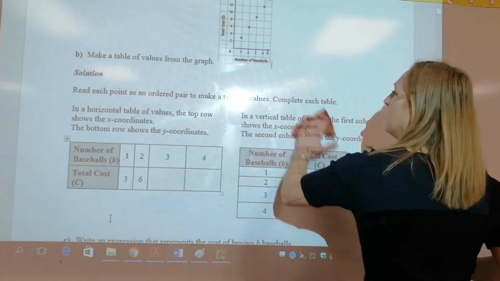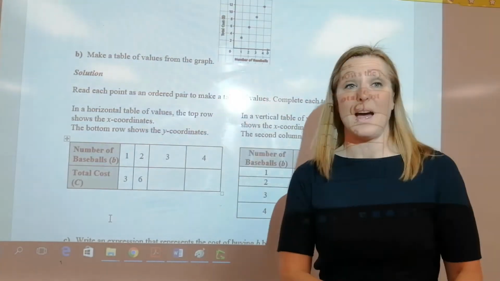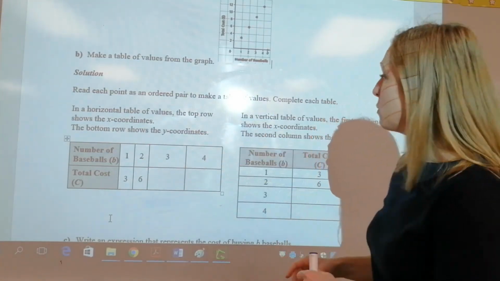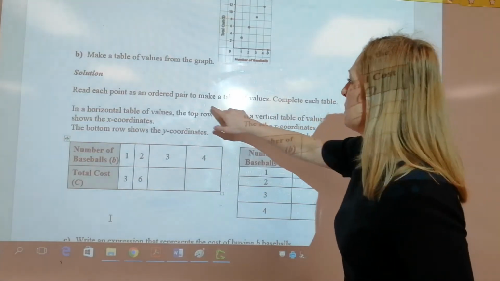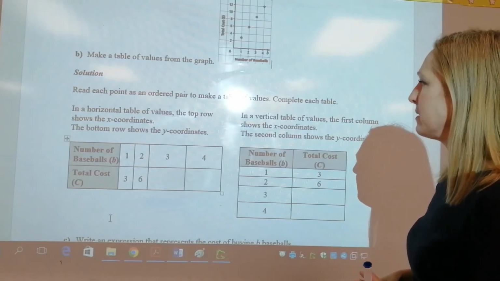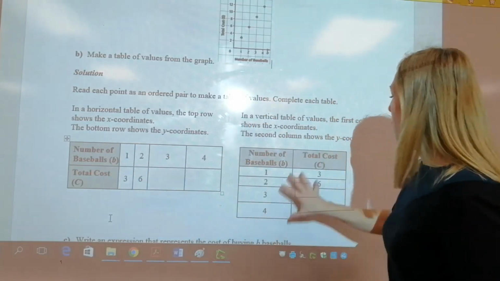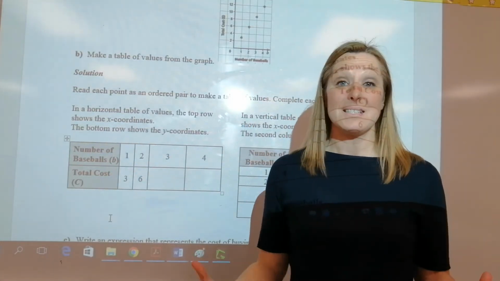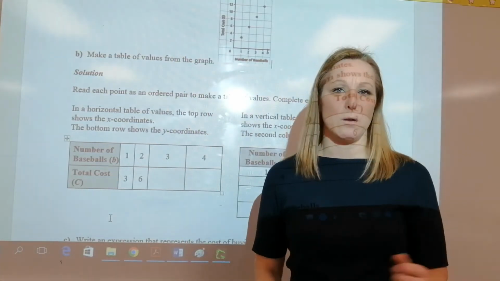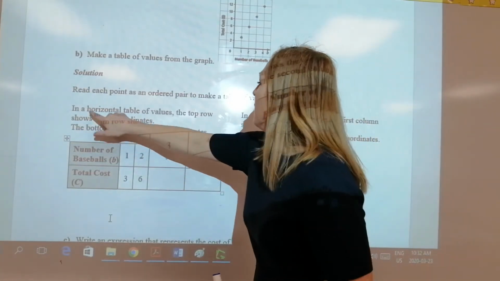All right. So I've just copied this graph again so I can see it here while we're talking. What we're going to do now is take this graph and turn it into a table of values. So what we need to do is read each point as an ordered pair to make a table of values and complete the table. We may choose to do it horizontally like this, or we may choose to do it vertically. It does not matter. What you want to keep in mind is space on the page and what's going to look better, what you're more comfortable with. So we'll fill out the horizontal one first.